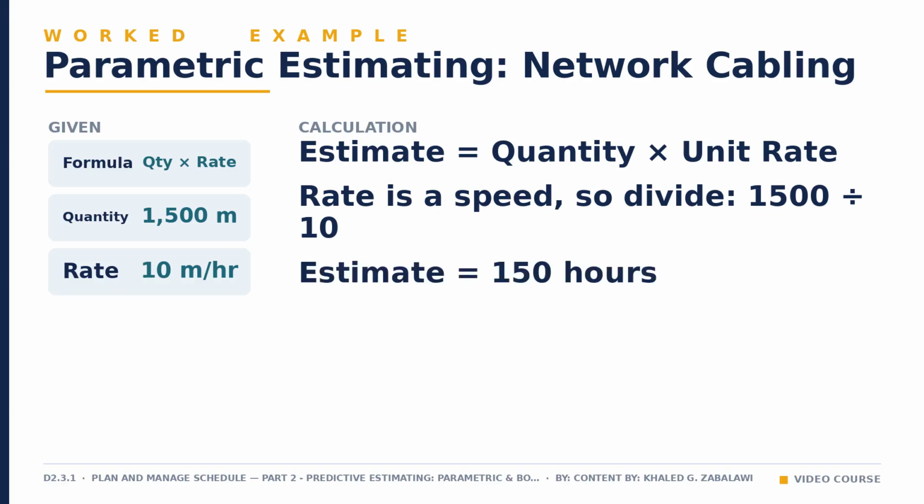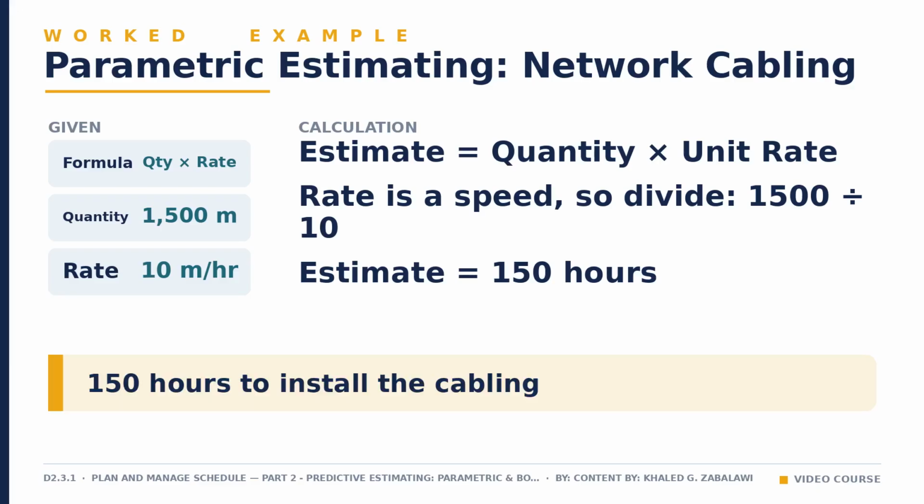1,500 meters divided by 10 meters per hour gives you 150. That is your duration estimate, expressed in hours of work. The blueprint calls for 1,500 meters of cable, and your team historically installs 10 meters every hour. Divide the two, and you get 150 hours. A fast, data-driven duration estimate built entirely from historical performance, not guesswork.